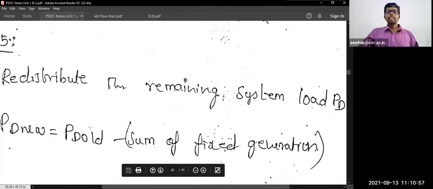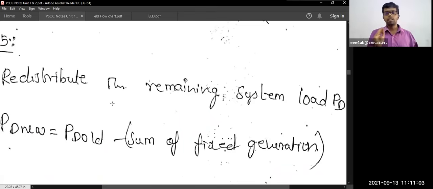What is the PD old? Say for example, sometimes in the problem they have given the PD old value as 1000 megawatt. I'm telling you one example only. So 1000 megawatt is the demand, and the sum of the fixed generation, 300 plus 50, is 350 megawatt. So 1000 minus 350 megawatt, what is the value? That is 650 megawatt. So that is the new demand. So PD new is equal to 650 megawatt. Like that, you need to proceed with the steps.